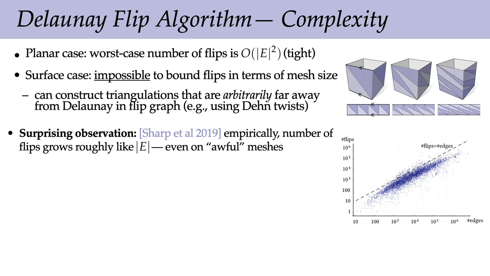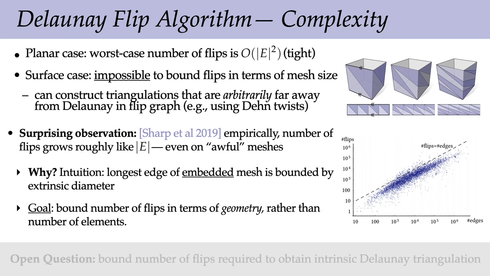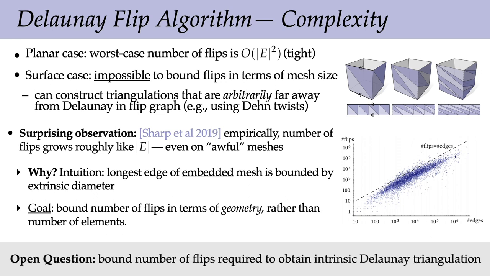A sort of surprising observation, therefore, is that empirically, the number of flips you need for this Delaunay algorithm grows only like the number of edges in the mesh. And that's true not just for nice meshes, but actually some really, really awful meshes. Why might that be true? Well, the basic intuition is that for an embedded triangulation, the length of the longest edge is bounded by the extrinsic diameter. So you can't have these crazy edges that wind around and around and around the mesh like we see in the upper right. And so an interesting open question is, can you bound the number of flips needed to reach Delaunay in terms of the geometry of the mesh rather than just the number of elements in the mesh?